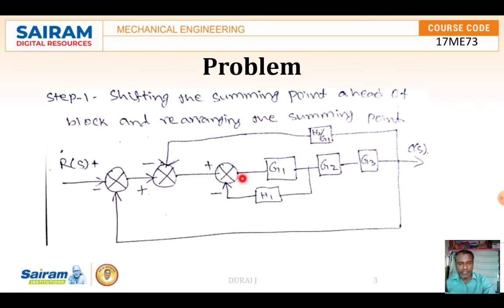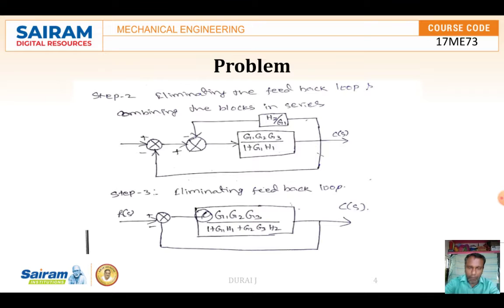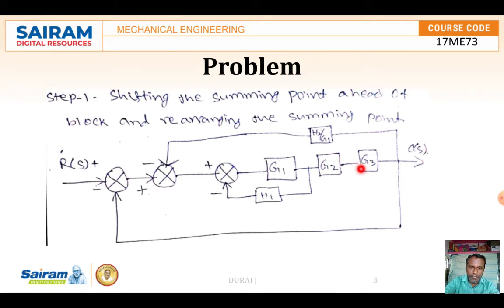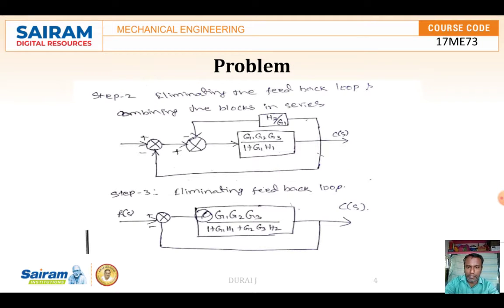The next step, the summing points. These two loops are connected in the feedback manner, so that gives G1 divided by 1 plus G1 H1. After that, G2, G3 and this feedback loop will be in series, so directly we multiply, and that becomes G1 G2 G3 divided by 1 plus G1 H1.